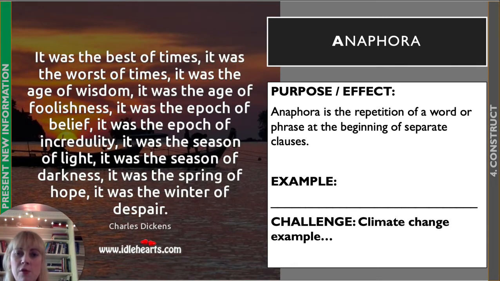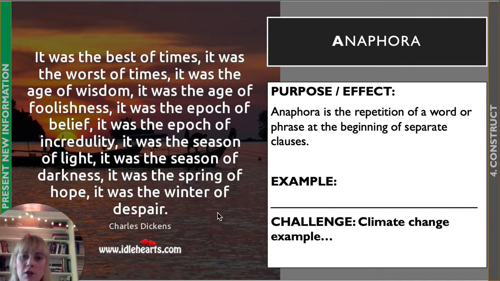So as you can see in the example here from Charles Dickens: it was the best of times, it was the worst of times, it was the age of wisdom, it was the age of foolishness, it was the epoch of belief, it was the epoch of incredulity, it was a season of light, it was a season of darkness, it was the spring of hope, it was the winter of despair.